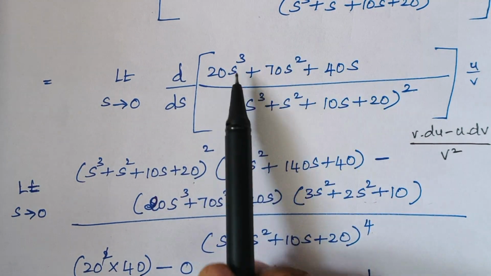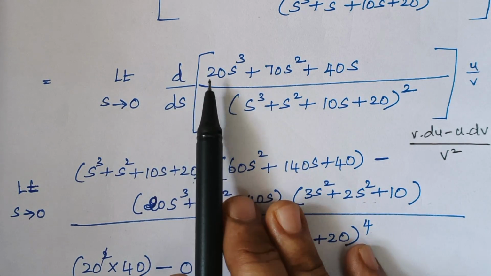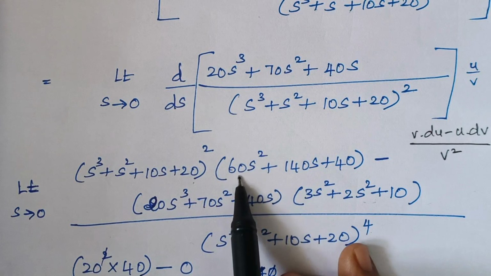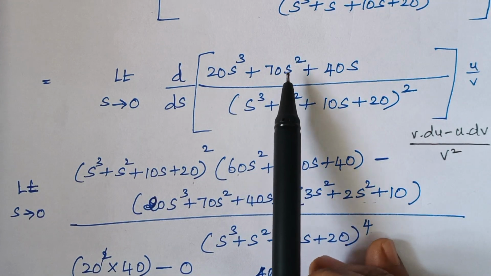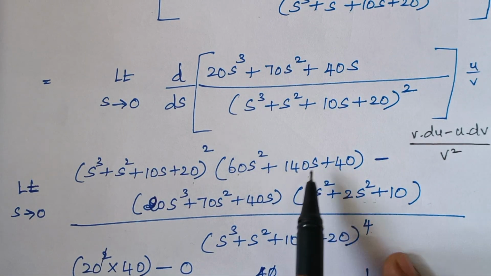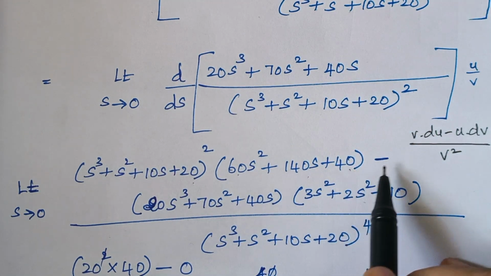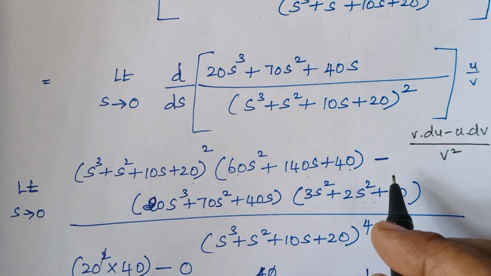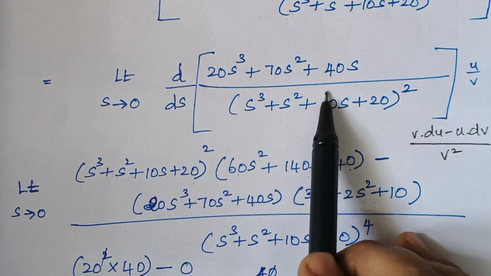So when you differentiate this, s cube becomes 3s square, right? So 20 into 3s square becomes 60s square. Plus again this s square when you differentiate becomes 2s. So 70 into 2s becomes 140s. And again when you differentiate 40s, this becomes 40, right? Minus again u into dv. What is the value of u? So this is your value of u, right?